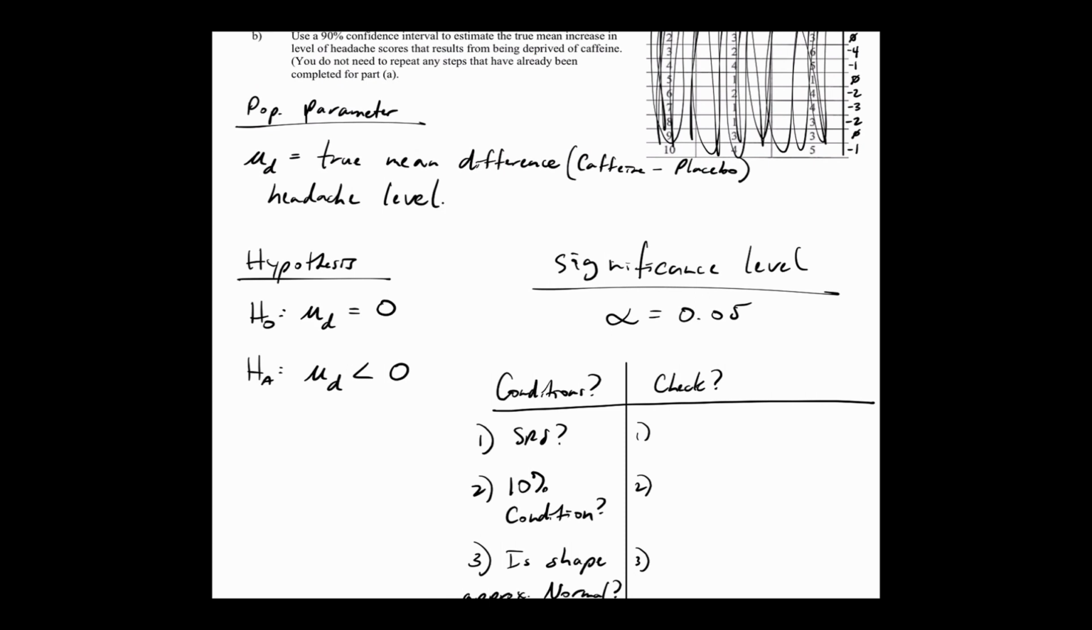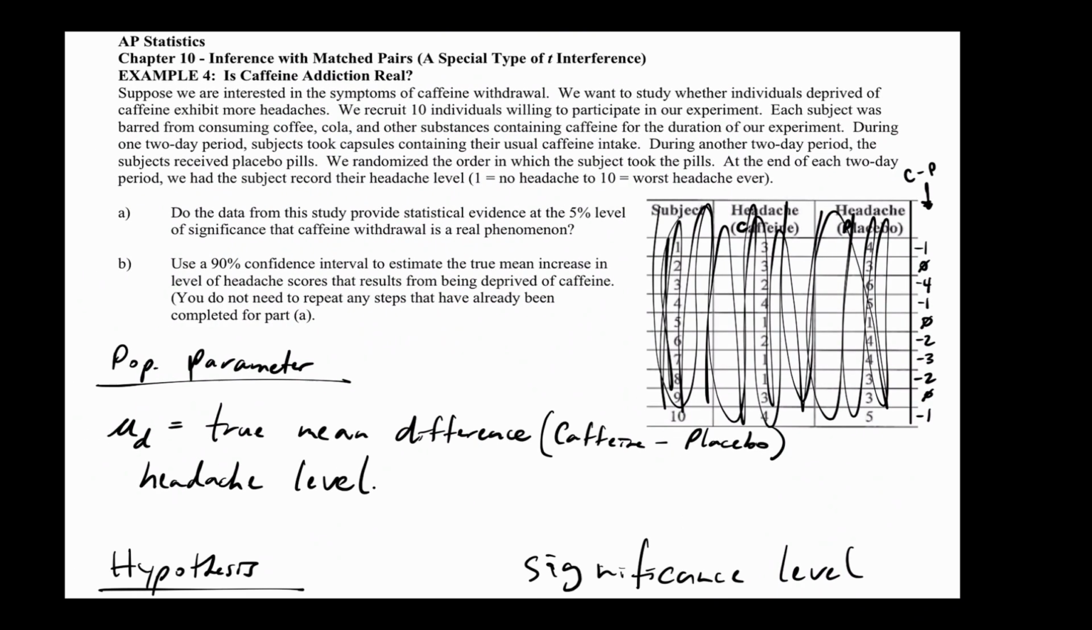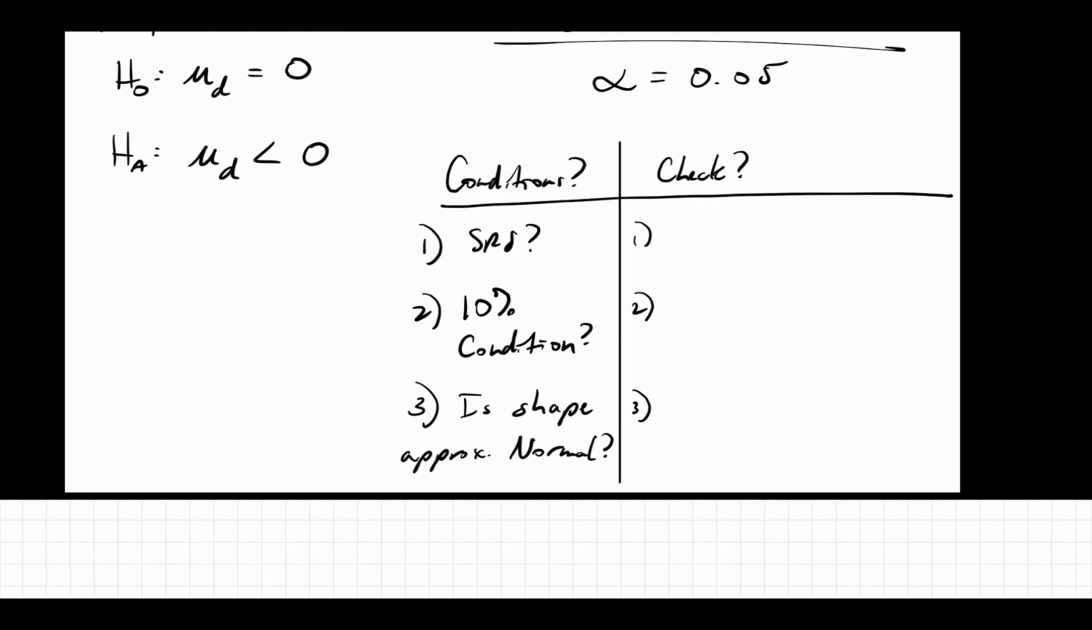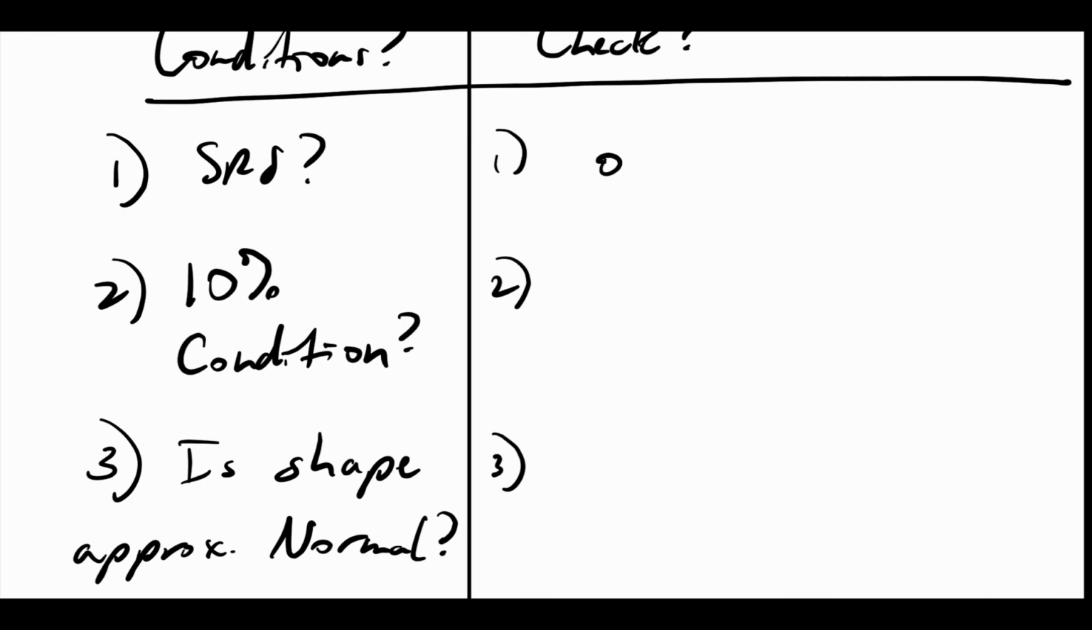So again, the sample isn't the caffeine levels. The sample is the difference in the caffeine levels. So for these guys, I'm answering about the differences. So was it an SRS of 10 individuals? There you go. It wasn't an SRS of 10 individuals. They volunteered, but order was randomized, right?